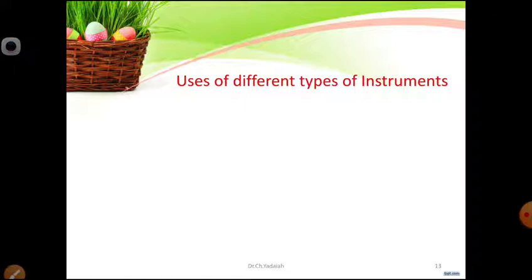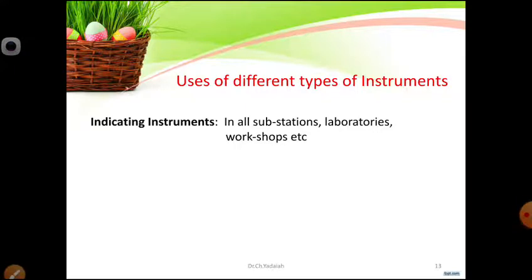Now we have seen the simple secondary instruments. One is the indicating instrument, another is the recording instrument, and another is the integrating instrument. What is the meaning of each, what is an example, and what are the applications? We are going to see that here. Now we can see the different types of instruments and their applications.